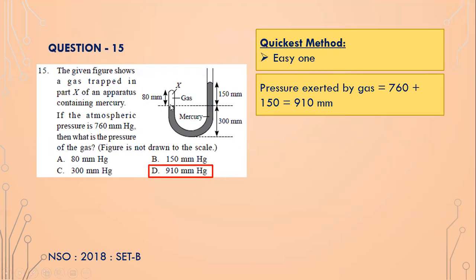If the pressure of the gas was the same, the levels will be exactly the same, isn't it? If this was open, the levels of mercury will be exactly the same. But the gas exerts pressure. You know how much additional pressure is exerted? 150 mm of mercury. So the total pressure exerted by the gas is the 150 mm of mercury plus atmospheric pressure. So 760 plus 150 is 910 mm of mercury, which is the pressure exerted by the gas.